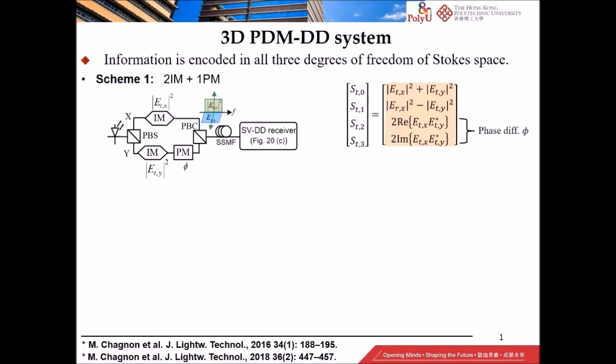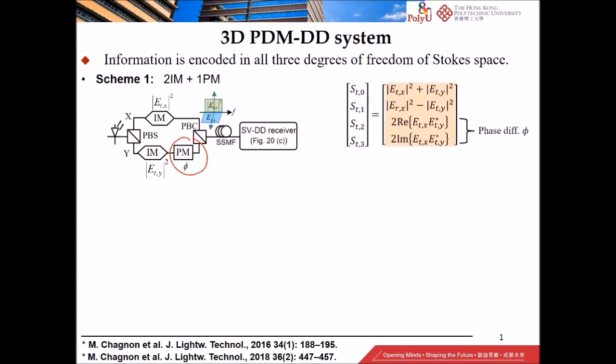Okay, next we will talk about three-dimensional POMAX direct detection systems. In this case, the information is encoded in all 3 degrees of freedom of Stokes space.